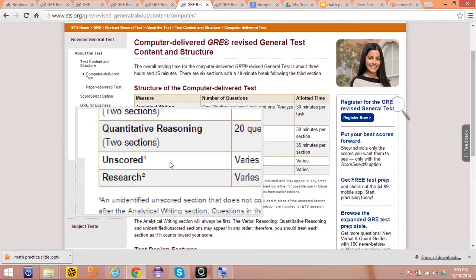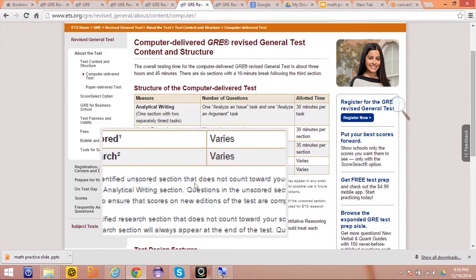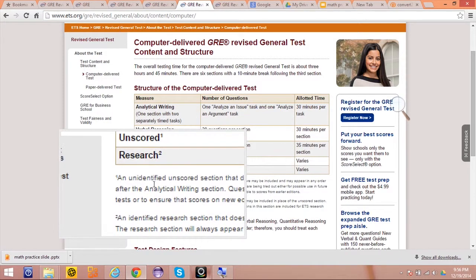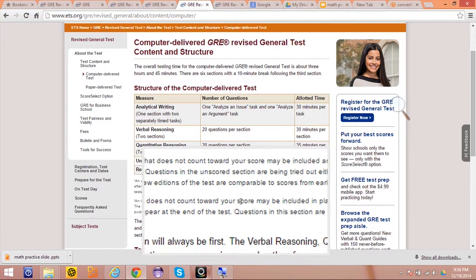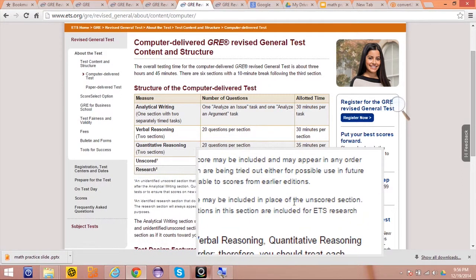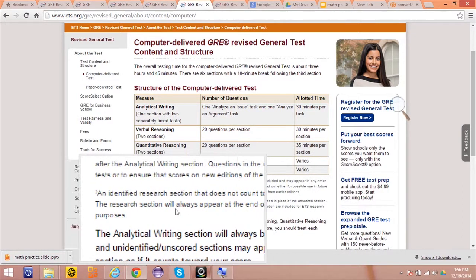There is an unscored research section. It will always be at the end of the test. The research section will always be at the end of the test. Like they say, the research section does not count toward your score and may be included in place of the unscored sections. The research section will always be at the end of the test.